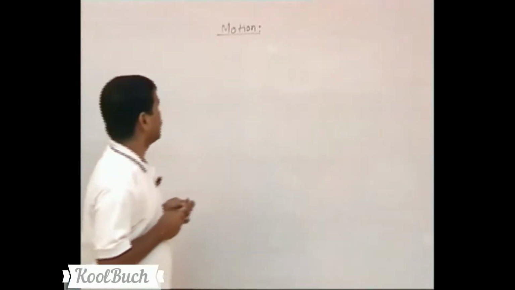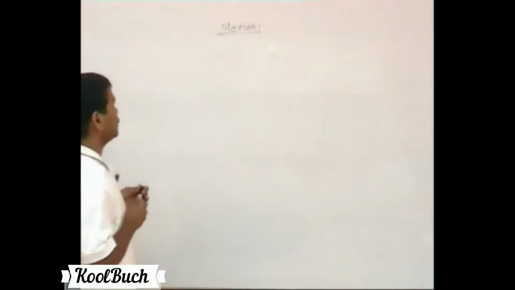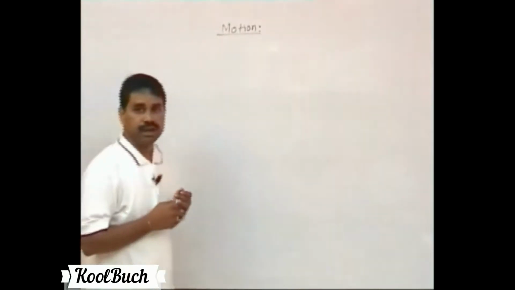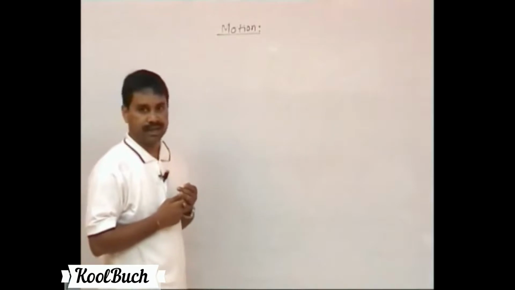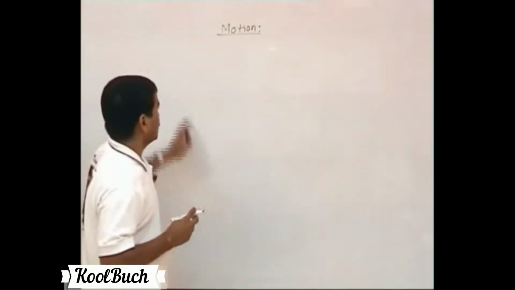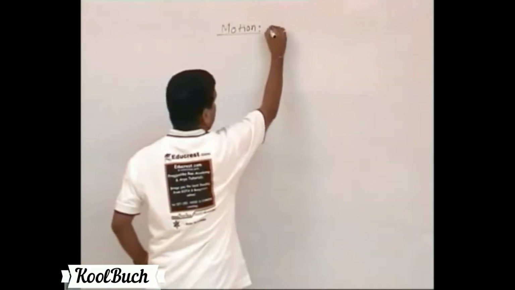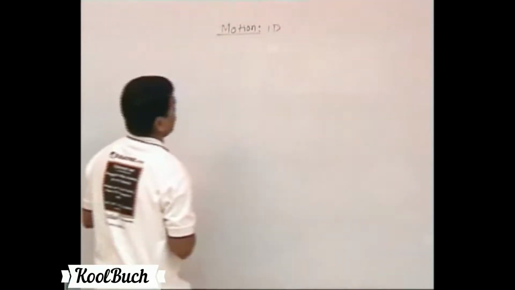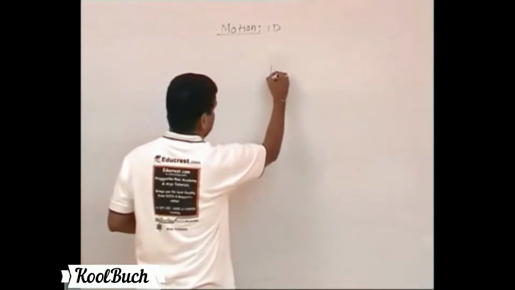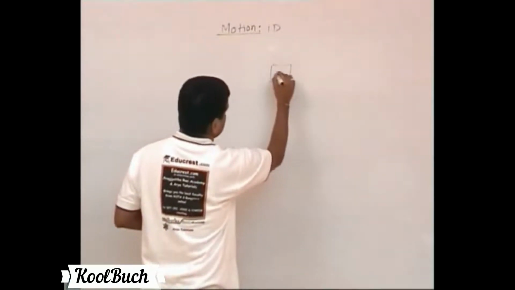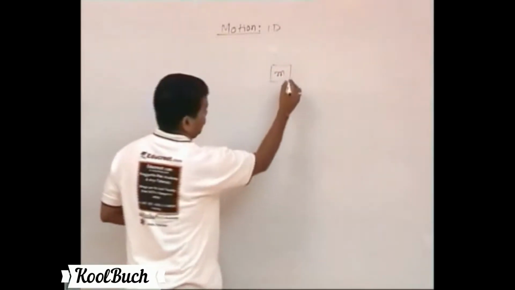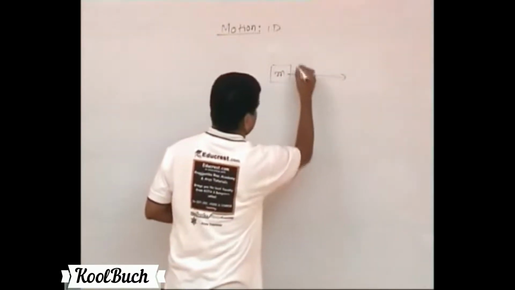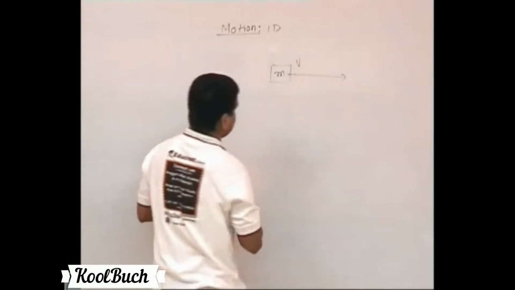Let's start motion. So we are going to discuss motion in 1 dimension, 2 dimension and 3 dimension. So let's start with motion in 1 dimension. So let's take an object M moving in a particular direction with velocity v.